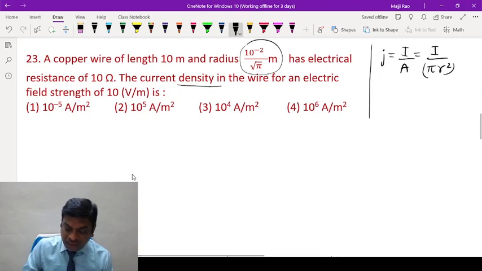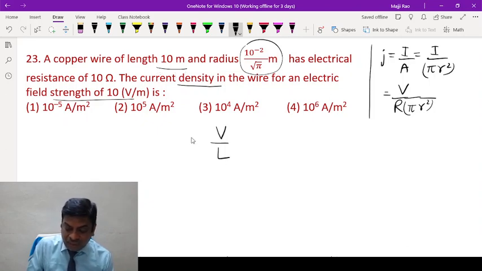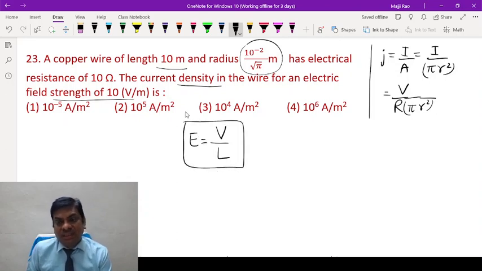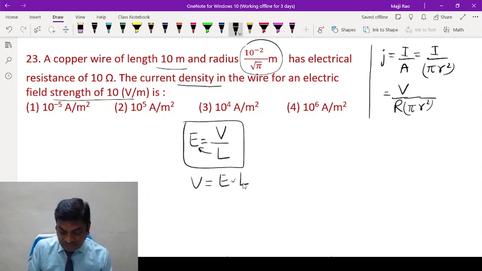So in order to know the current, we can use Ohm's law. Ohm's law can be written as voltage upon resistance. So how to calculate voltage? Electric field strength is given and length is given. We all know that electric field is the negative potential gradient. I have omitted the minus sign because here it is of no use. Accordingly, the potential difference can be written as E into L.